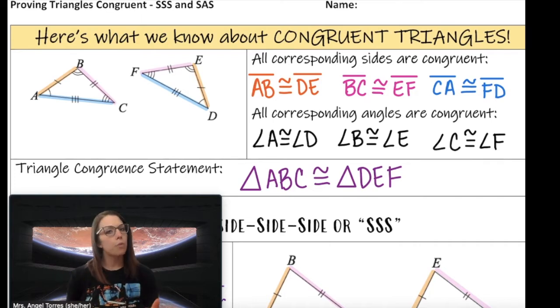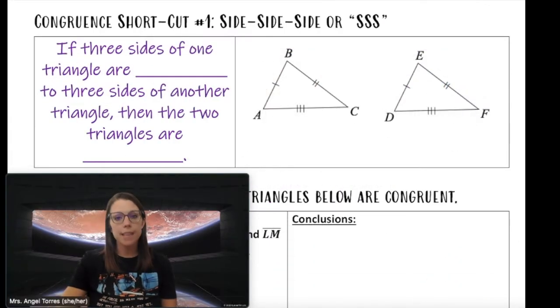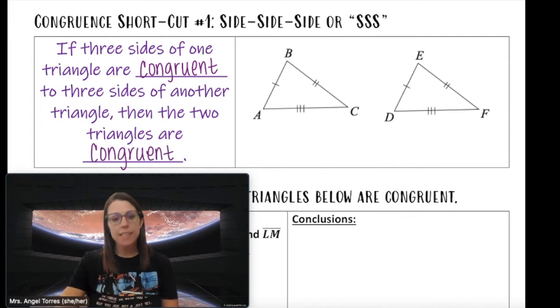But that's a lot of work to prove that all sides and all angles are congruent, so that's why geometry has theorems that are shortcuts, ways that you can prove two triangles are congruent with about half as much information. Our first shortcut is called side, side, side, or SSS, and it states that if the three sides of one triangle are congruent to three sides of another triangle, that is enough information to conclude that the two triangles are congruent.